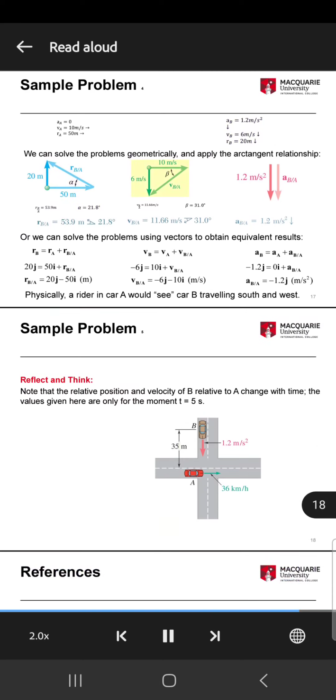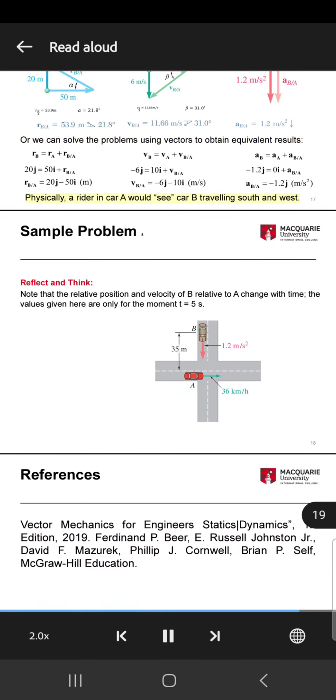Right triangle with horizontal velocity of A being the top side at 10 meters per second, vertical velocity of B being the left side at minus 6 meters per second, and relative velocity of B with respect to A being the hypotenuse. Angle equals 31.0 degrees. Relative acceleration of B with respect to A is just the same as acceleration of B, minus 1.2 meters per square second. Or we can solve the problems using vectors to obtain equivalent results. Physically, a rider in car A would see car B traveling south and west. Sample problem 5. References. Vector Mechanics for Engineers: Statics and Dynamics.